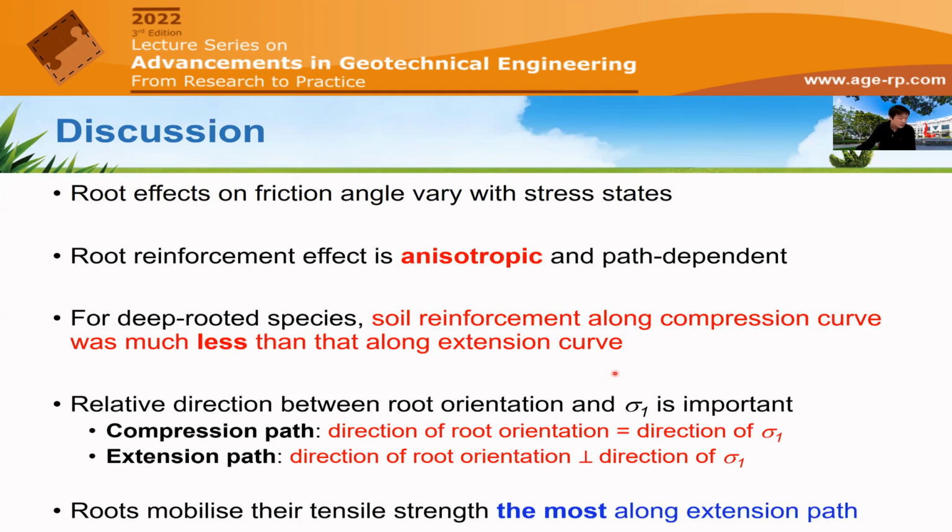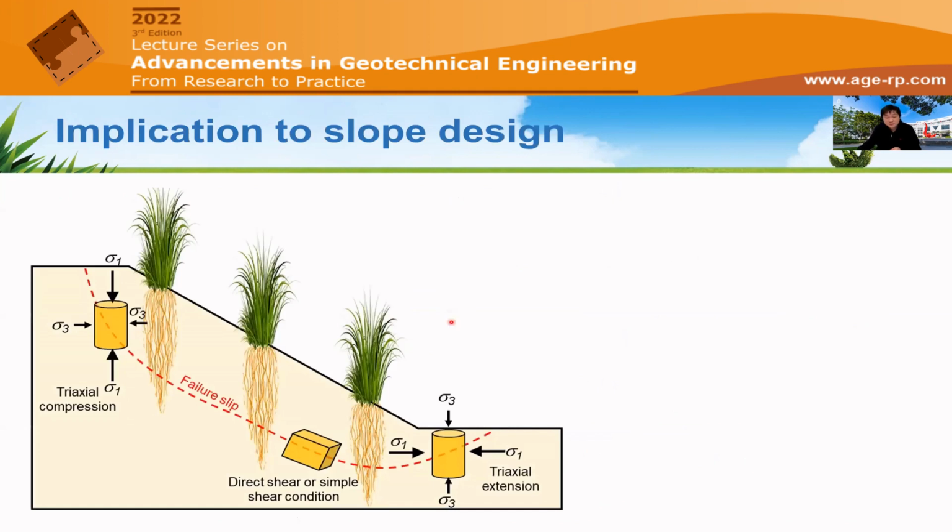So that is also quite different from what we observe from direct shear box tests in the literature, which normally say that the friction angle didn't change and only the cohesion increased. That is just because they are looking at one particular stress path rather than along different parts of the slip surface. So what does that mean to the slope design?